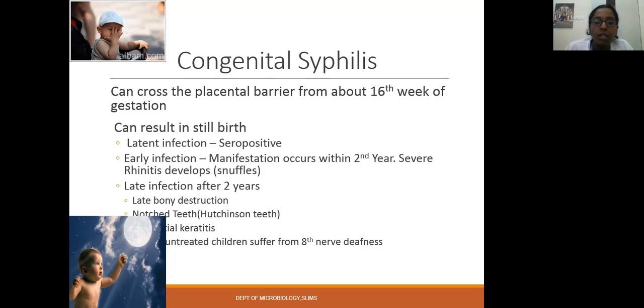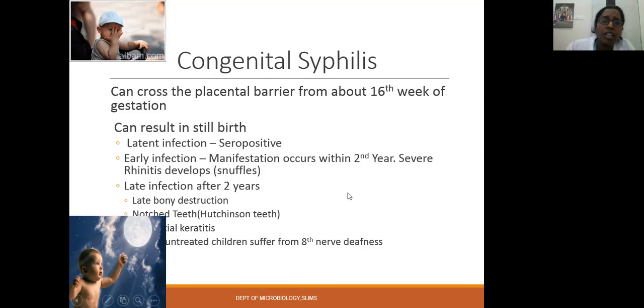So there can be notched teeth, then interstitial keratitis, then deafness, which is due to eighth nerve destruction. But these can be prevented by proper antenatal care. That's why you have to treat syphilis patients. We have to detect the patients as early as possible. That is why it is one of the important tests which we do during the first antenatal visit, so that we can treat the mother and prevent congenital syphilis in children.